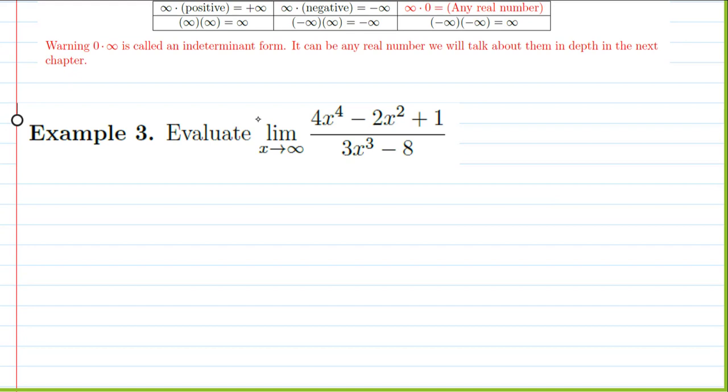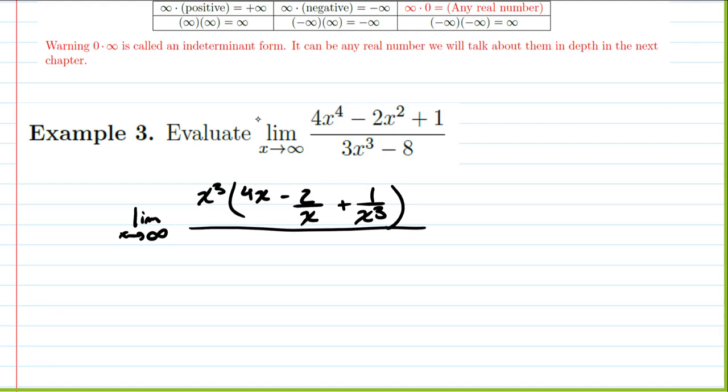All right, so for example three, we need to factor out an x cubed. So our limit's going to look something like this. We take out our x cubed, and we get 4x minus 2 over x plus 1 over x cubed in our numerator. And we divide that by taking out our x cubed, 3 minus 8 over x cubed. And as should always happen, those reduce out. And now we go to infinity.